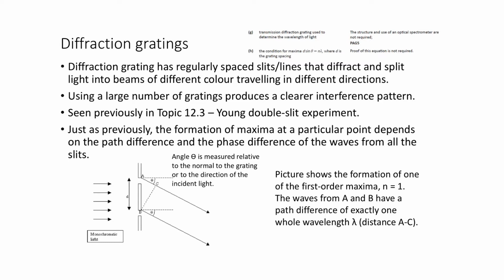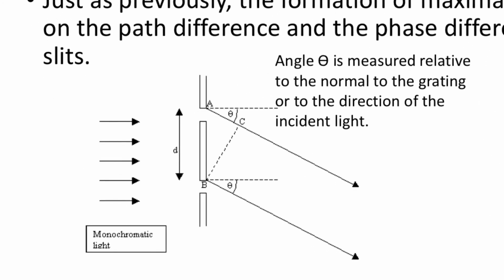So just as previously, the formation of maxima at a particular point depends on the path difference and the phase difference of the waves from all slits. If we just zoom in on one part, we've got obviously a gap there and a gap there, and that gap is then repeated many times. So we've got a value of d, and the value of d is the distance between the two slits. And we've got monochromatic light coming in, which is just wavelengths of light of the same number, so it's one colour.